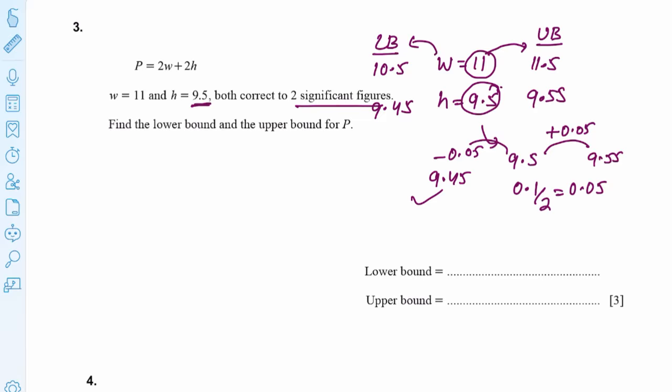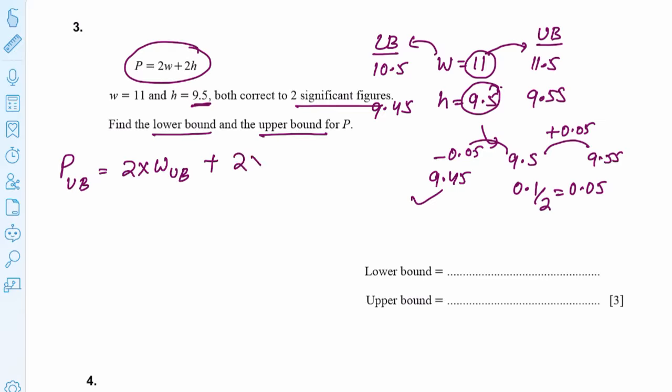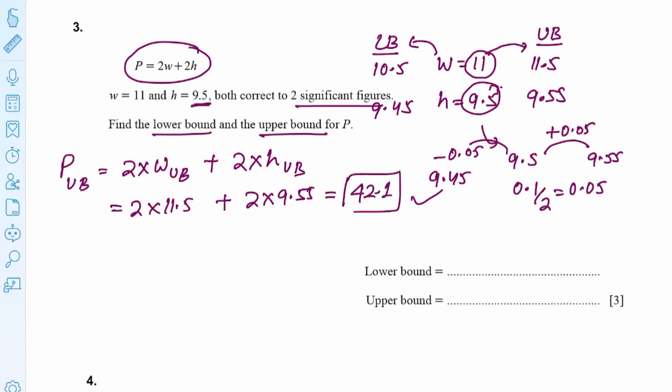So the first case is given: find lower bound and upper bound both. So what does it mean? For addition it will be easier. So p upper bound equals 2 times w upper bound plus 2 times h upper bound. Got it? So for the upper bound of w we have 11.5, plus 2 times the h upper bound we have 9.55. So if I add the values, you might get the answer as 42.1. This is the answer for the upper bound, which is 42.1.